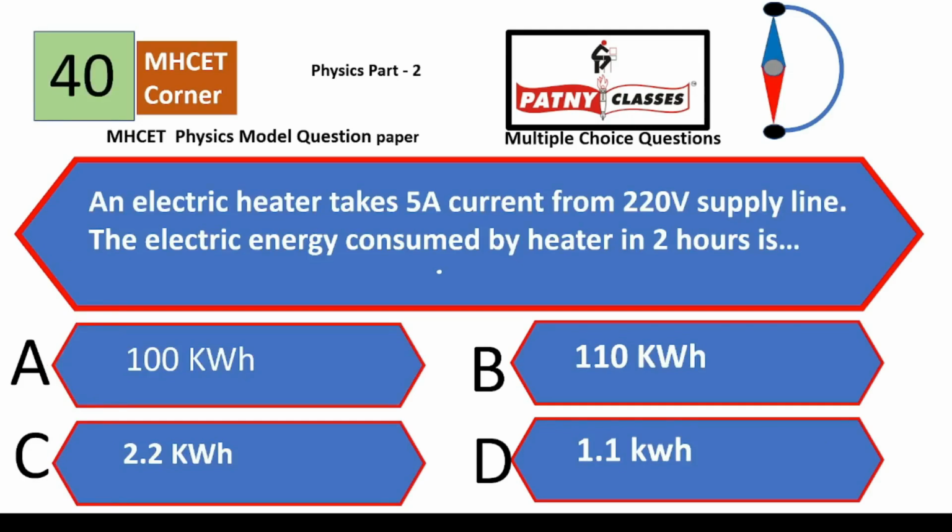Question number 40. An electric heater takes 5 ampere of current from 220 volt supply line. The electric energy consumed by heater in 2 hours is how much? Option A 100 kilowatt hour, option B 110 kilowatt hour, option C 2.2 kilowatt hour, and option D 1.1 kilowatt hour.